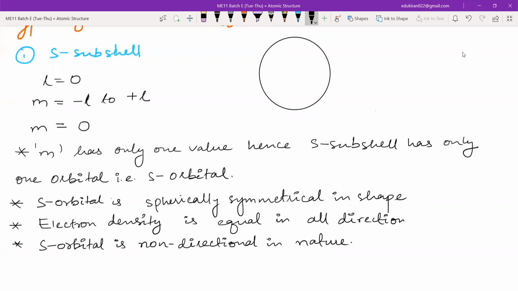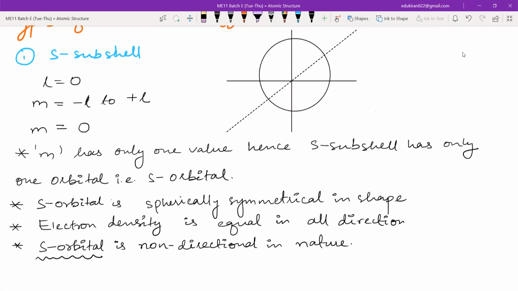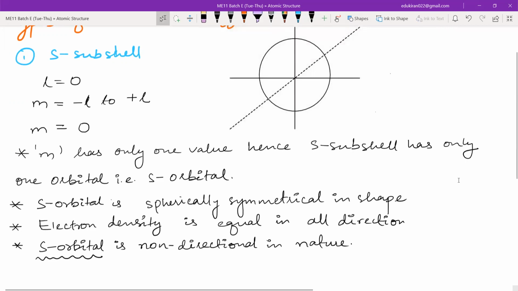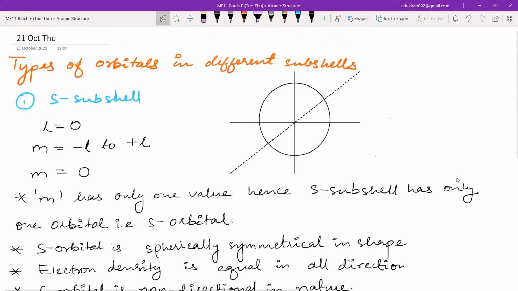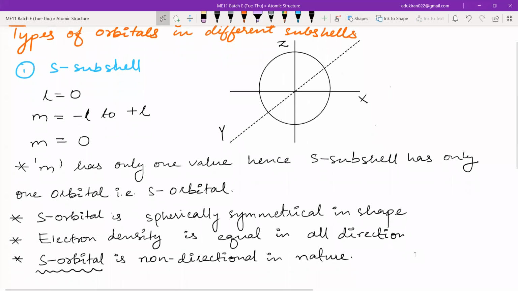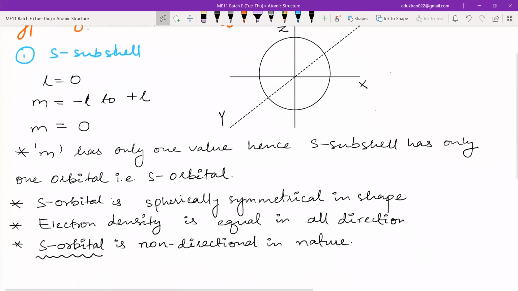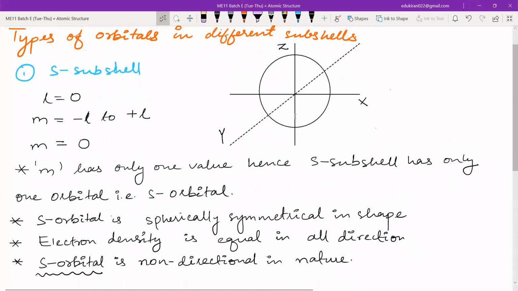This particular point, that s orbital is non-directional in nature, will be helpful in chapter 4, that is chemical bonding. So please write these points regarding the s subshell. If you want, you can make this diagram also. Conventionally this is taken as X, this is usually taken as Y, and this is taken as Z. You must have learned some different way in your lower standards, but this is the way of mathematics, how they usually take the x, y, and z axes.